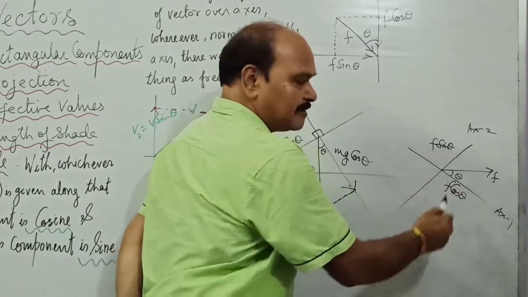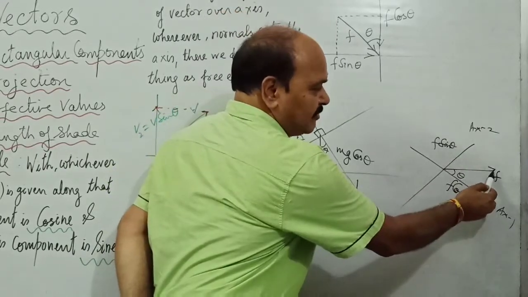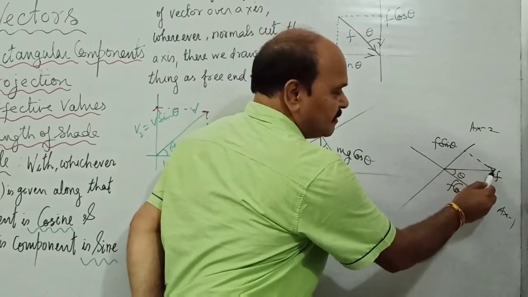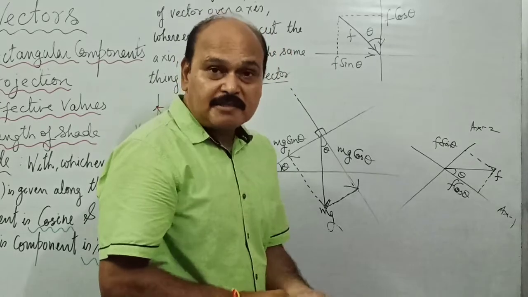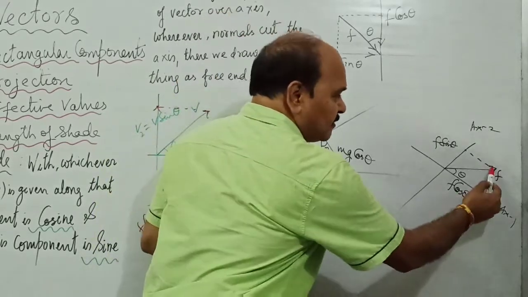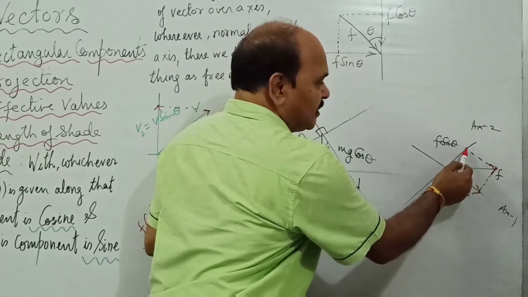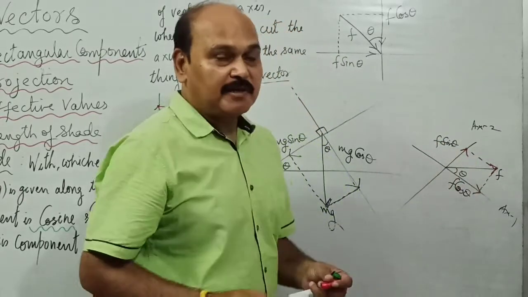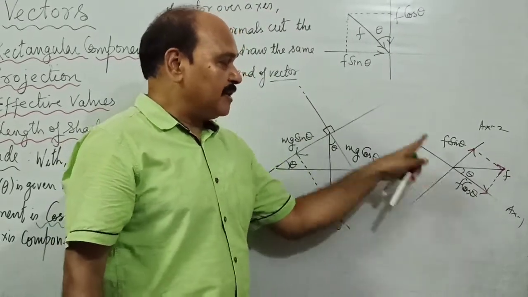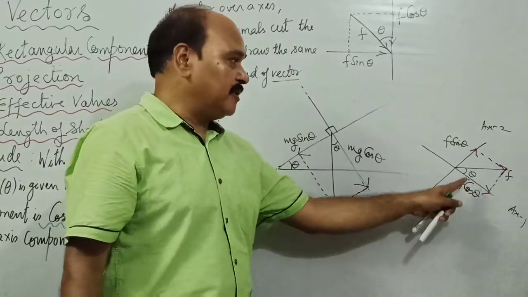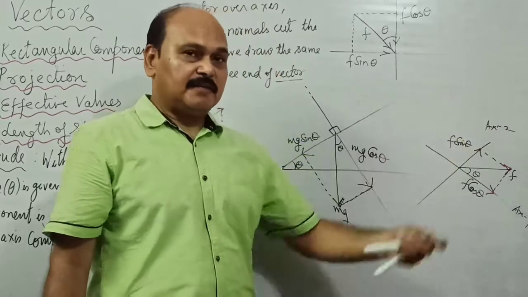And along the other axis the component is going to be sine component. And for direction what do we do? We drop a normal from the free end of the vector over the axis. Wherever this normal cuts the axis, there we draw the same thing as the free end of the vector. This free end of the vector is head, therefore this point of intersection is going to be head of the component vectors. If we are able to make the head like this, we are able to know the direction of the force. The component of this force in this direction is F cos theta, and in this direction is F sin theta.